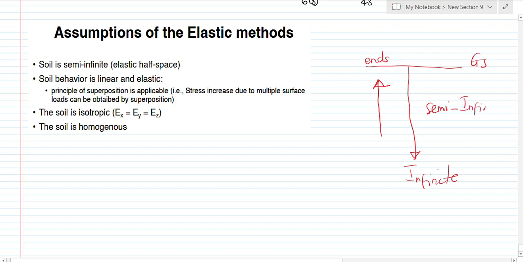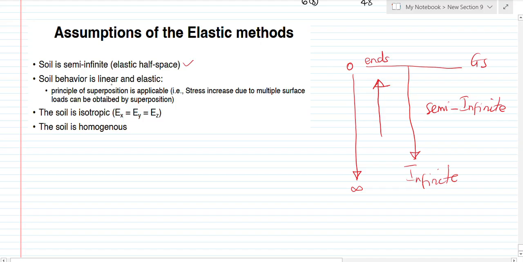So we are saying that this method, the elastic method, can be used for any depth of soil. You get it? So starting from the ground surface, 0 to infinity, and that makes it semi-infinite. If it is from infinity to infinity, then that becomes infinite. But semi-infinite starts from somewhere and ends somewhere. Do you get it? So that is the first component. So the soil is semi-infinite, that is the elastic half space, and I've explained that.